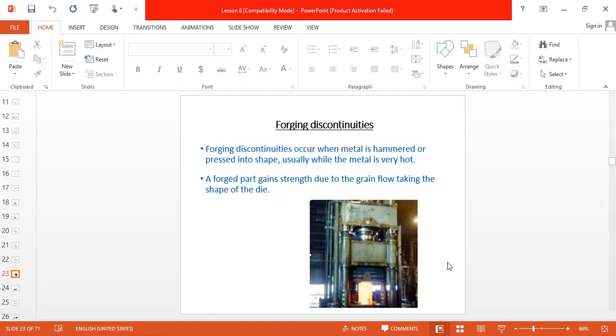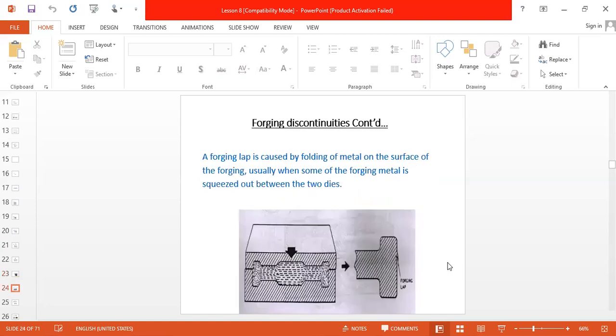Sometimes what happens, if the bottom die and top die are not aligned properly, we get this type of defect that is known as forging lap. Some of the material came out and folded. So forging lap is caused by folding of metal on the surface of the forging, usually when some of the forging metal is squeezed out between the two dies.